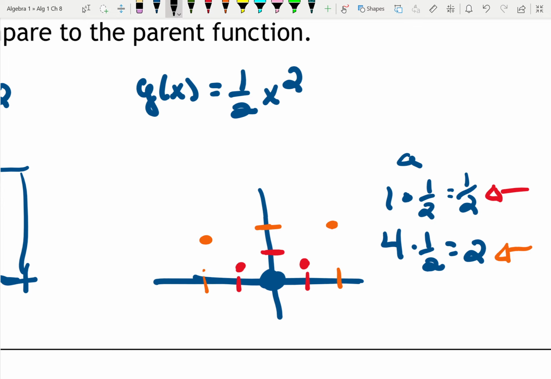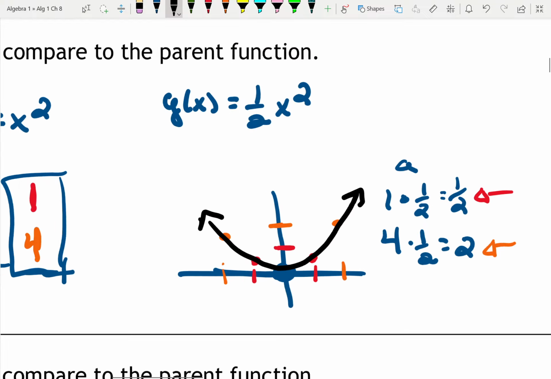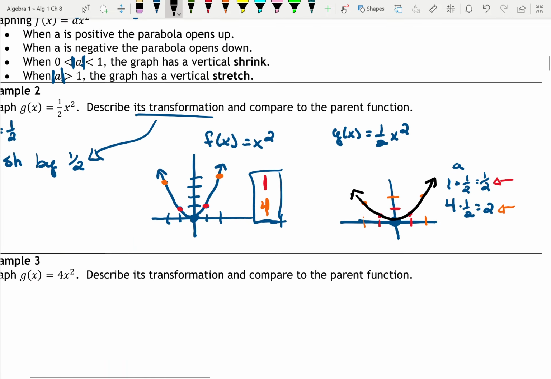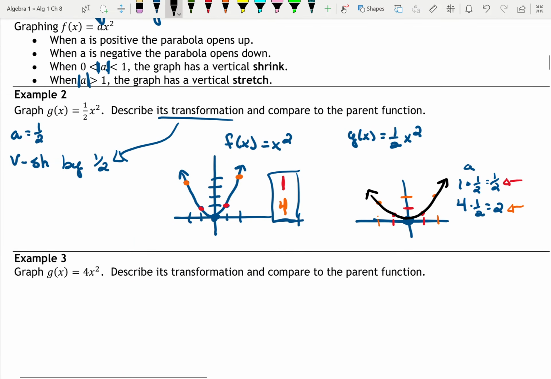And now I can draw in my curve. My curve is a little bit wider than the parent because we had a vertical shrink, so that makes it wider. We see that the verticalness of this one, if you took the distance there, is a half, whereas the distance there is 1. The distance here is 2, whereas the distance here was 4. The left to rightness, there's probably a better way to say that, is the same for both of these graphs, but the verticalness got halved.